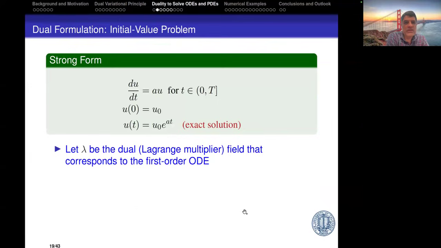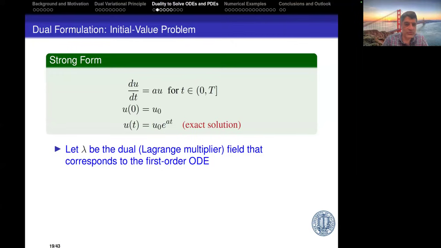Okay, so let's take the strong form here. It's a trivial equation, of course: du by dt is Au for some time between, say, 0 and t. At time t equal to 0, I have an initial condition u0. So the exact solution is u0 times the exponential of At.